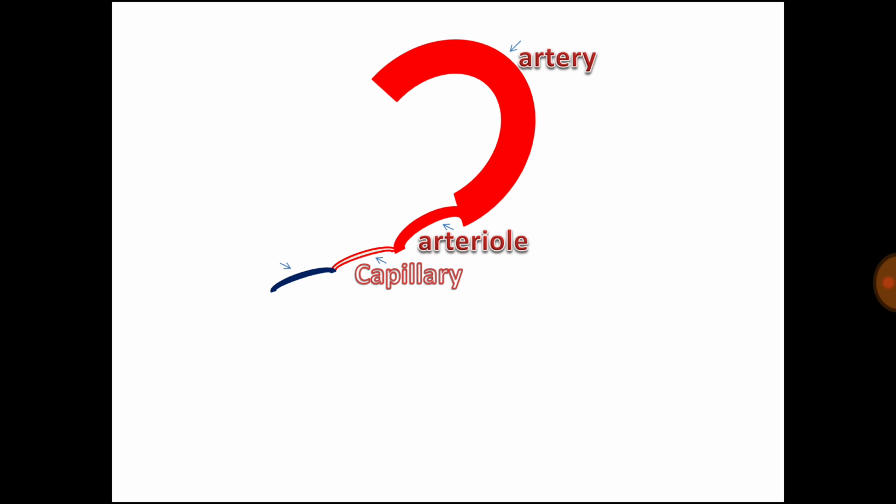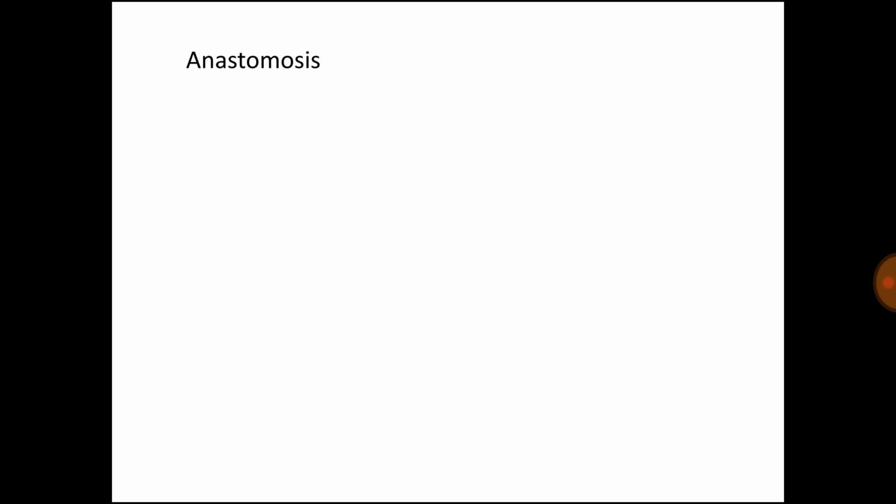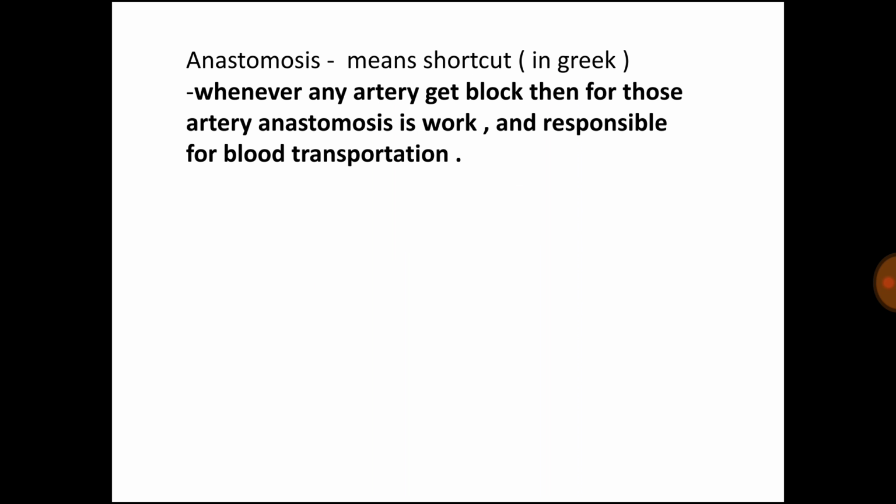Anastomosis: this is the artery, which gets further divided into arterioles, and these are further divided into capillaries, and this capillary is further connected with another fine structure known as venule, and this whole structure is further connected with the vein. This whole connected structure is known as the anastomosis. In Greek, anastomosis means shortcut. Whenever any artery gets blocked, anastomosis works and is responsible for blood transportation for that area.